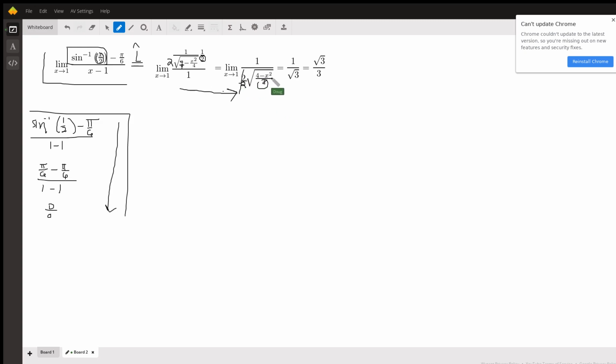And as x approaches 1, that's 1 over the square root of 3, which if I rationalize it, there you go, radical 3 over 3. So this original function, as x gets close to 1 but not equal to 1, that's the limit.